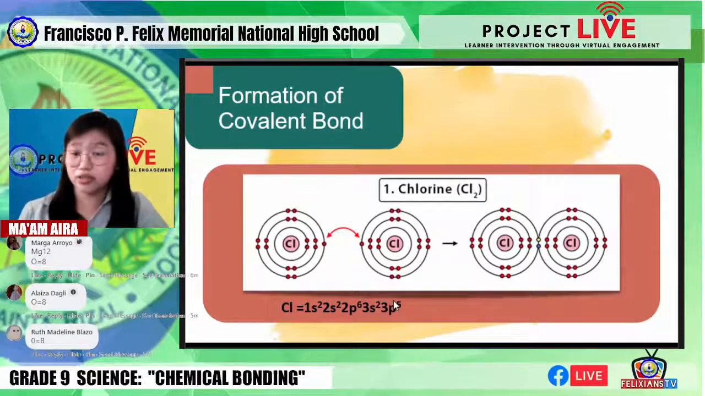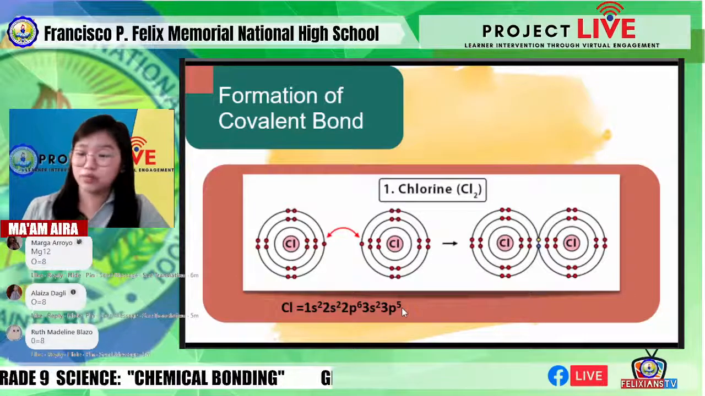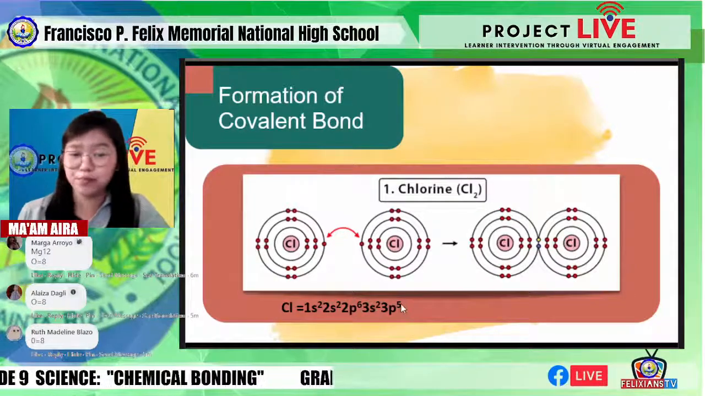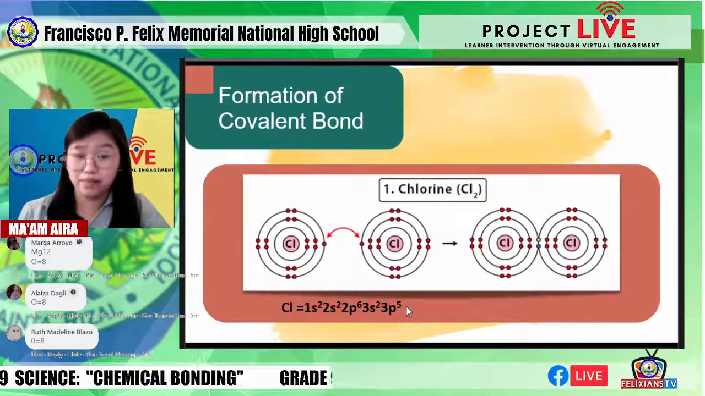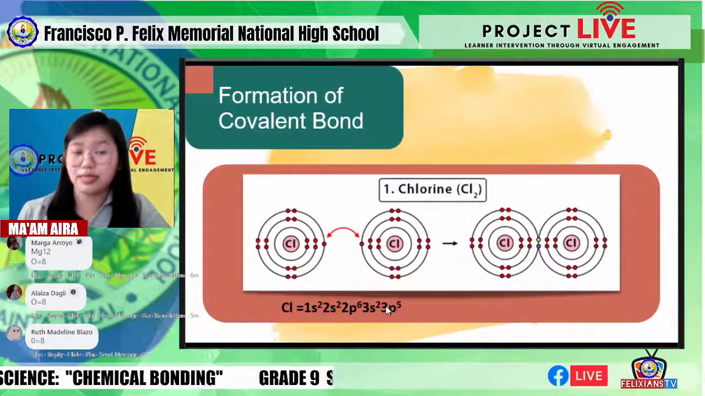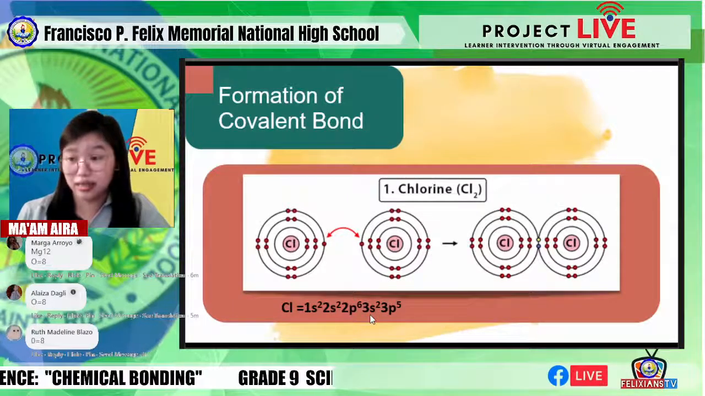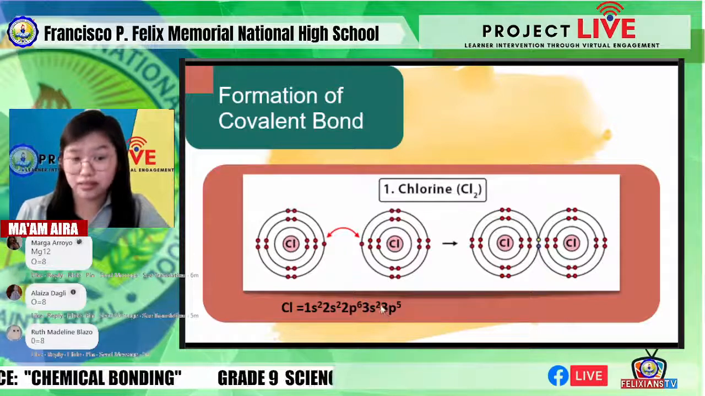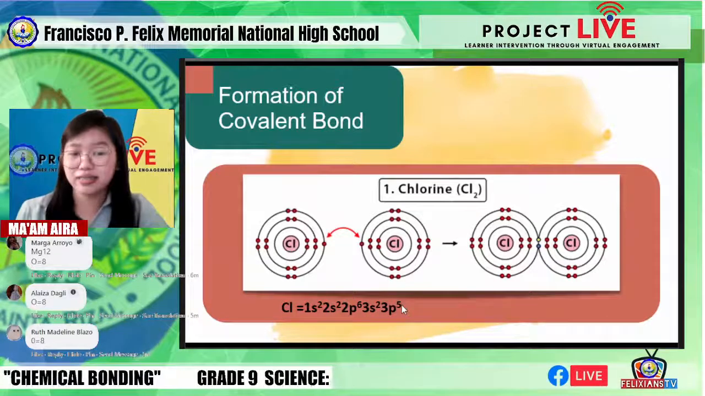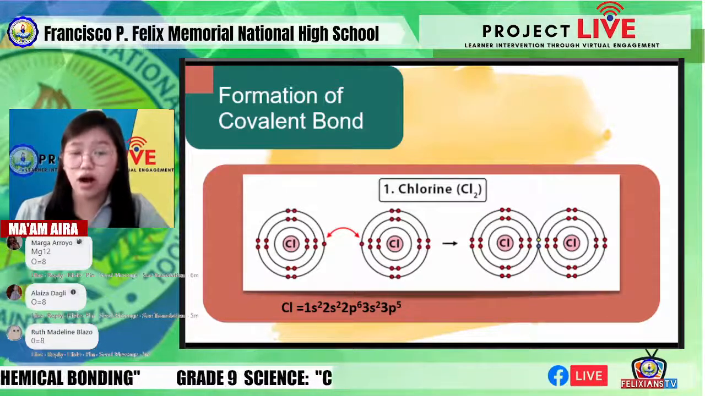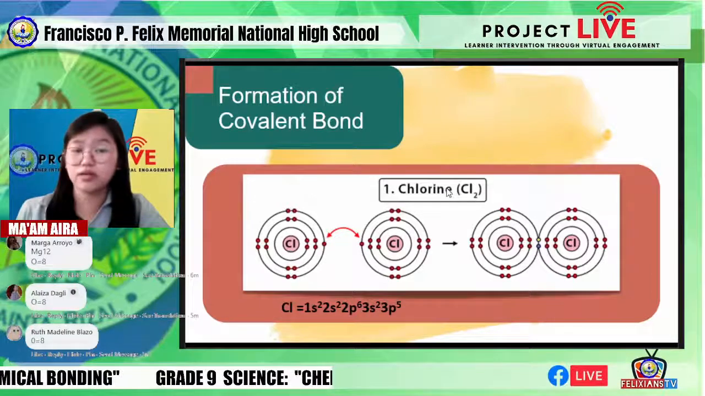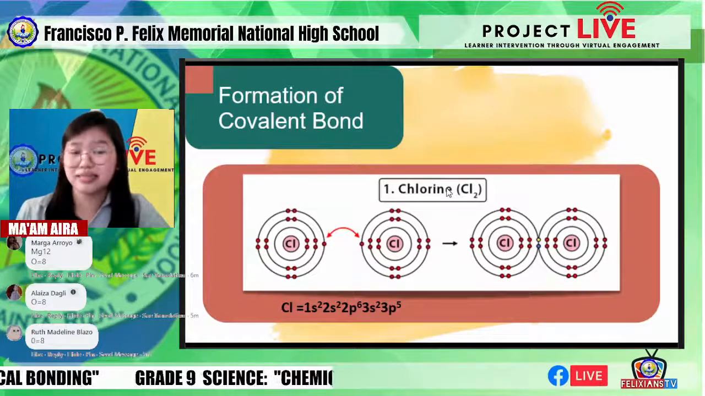Ilang electrons yung ino-hold ng ating outermost shell? Again, in this example, we have 5 plus 2, kasi meron tayong dalawang 3. So you have to add. 2 plus 5 is 7. Therefore, our valence electron for the chlorine atom is 7.